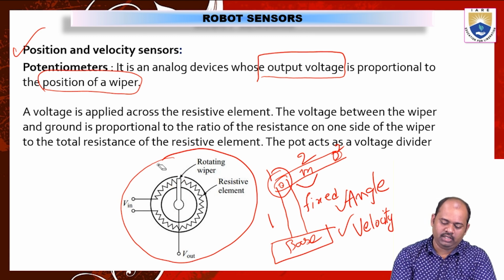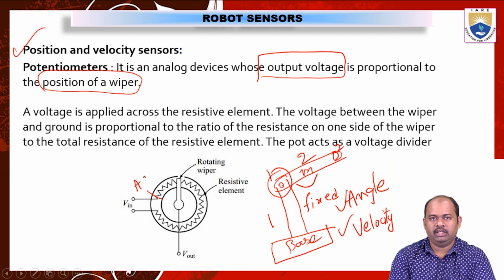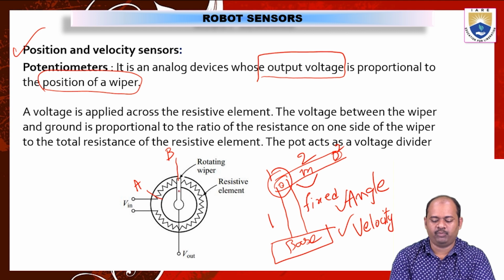Now we'll see the working. Let the point where the wiper starts be A. Previously, before the starting of the motion of link 2 in the robot, the wiper is at point A. Now, the wiper has rotated to point B, because of the movement of the link.